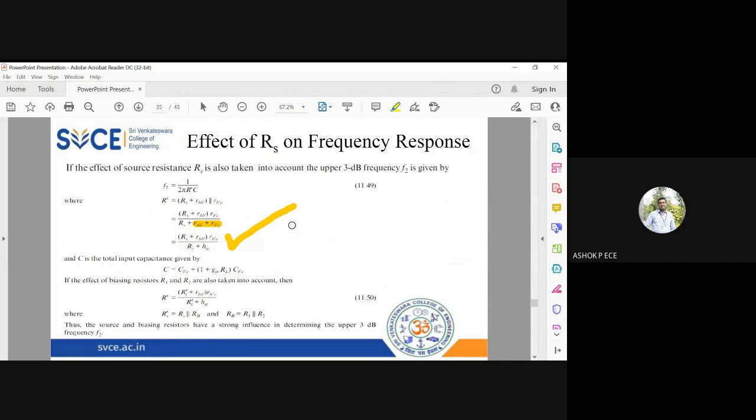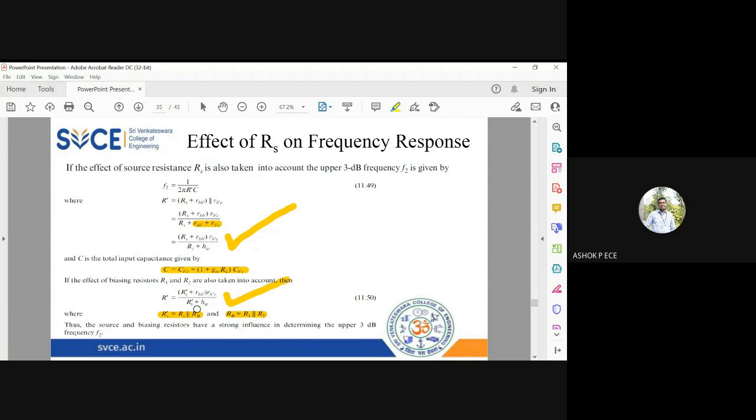Okay, and the total input capacitance is going to be the same: CB dash E plus 1 plus GMRL into CB dash C. If the effect of biasing resistors is also taken into account, then R1, R2 also have to be considered. So you know by default RB is R1 parallel to R2 and RS dash will be RS parallel to RB. So all these biasing resistors will come parallel to all the components. So this formula will change slightly.